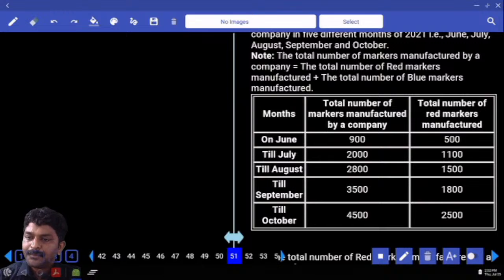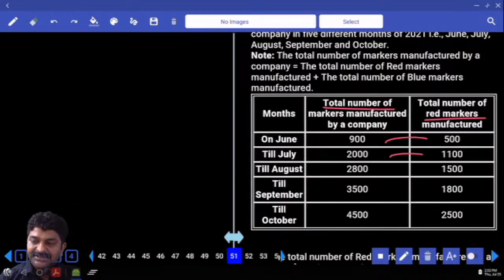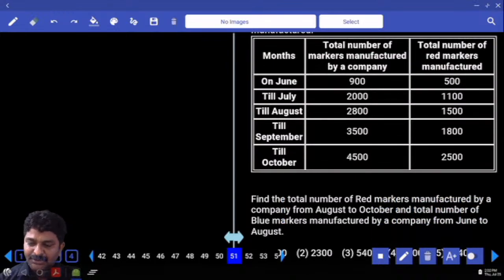Right. Total number of markers manufactured by the company. Total number of red markers and then blue markers. Total is given and red markers is given. The difference will give you blue markers. Let's not maintain any table. Let's do it when it is required.